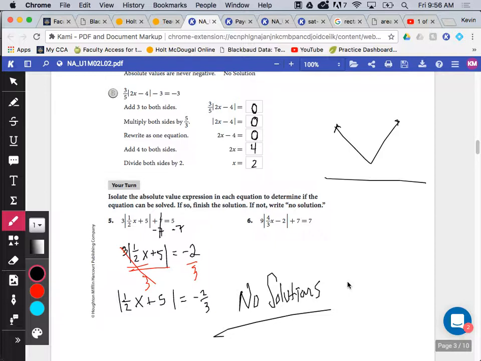So if you ever get an absolute value equal to a negative, first off, check your work. Maybe you made a mistake. But second, if you checked your work and you didn't make a mistake, then it's no solutions. Okay? Is that clear to everybody? Any questions on that? Yes, sir.